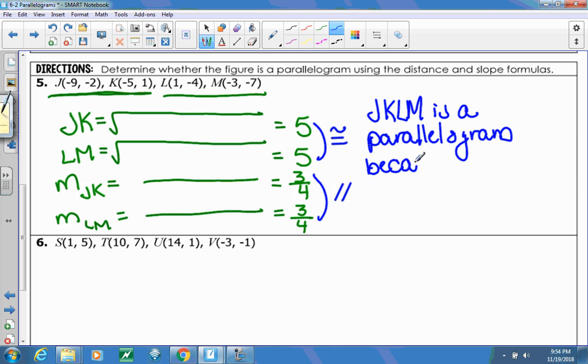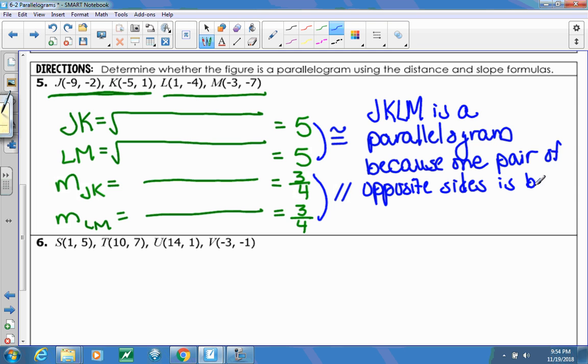because one pair of opposite sides is both parallel and congruent.